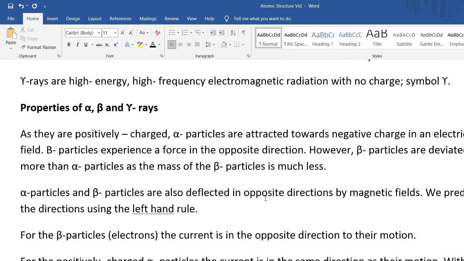Now we're going to look at some properties of our alpha, beta, and gamma. Looking at your alpha, in terms of an electric field, what happens is that the alpha will be attracted to the negative terminal of the field, and your beta will be attracted to the positive terminal of the field. Your gamma would go straight through the field. Let's look at a diagram of how we expect this to look.